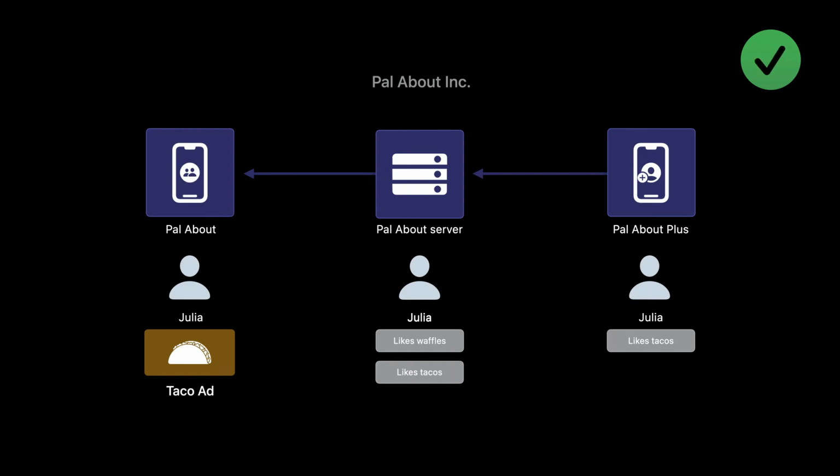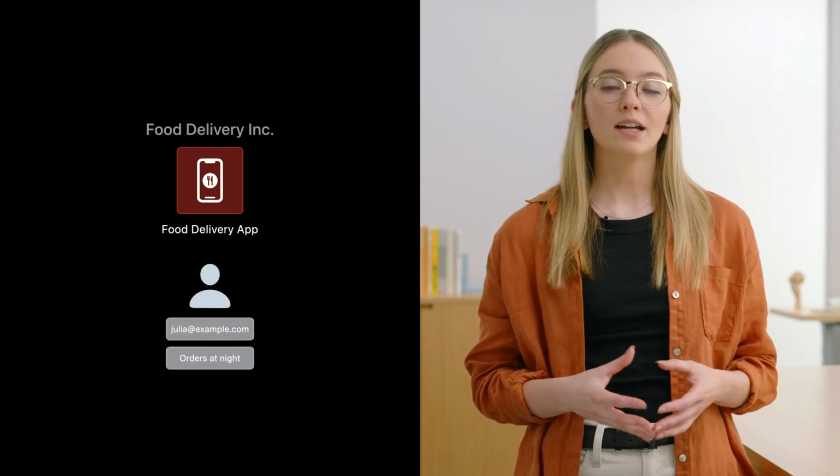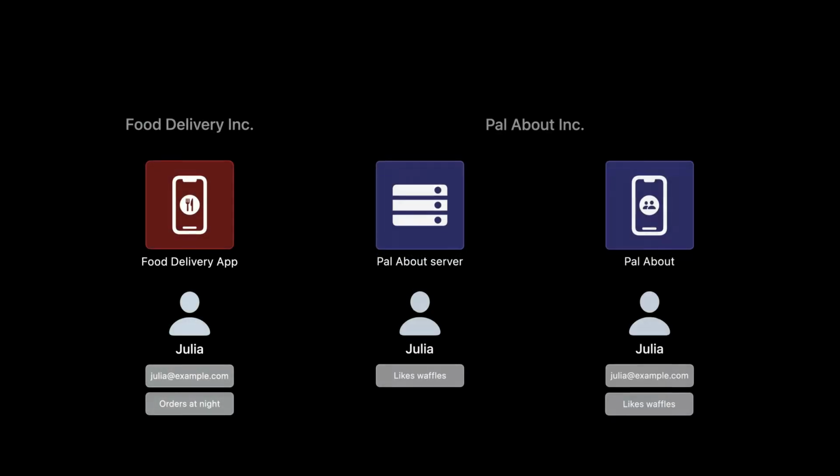Pal About doesn't link my data from Pal About with any data from an app or website owned by another company. Let's now consider a scenario that would require Pal About to get permission to track. Suppose there's a food delivery app I use that's owned by a different company than Pal About. And I've used the food delivery app to place orders late at night. When I signed up for the food delivery app, I gave the app my email address. The same email address I used to sign up for Pal About, and that Pal About stores from my account.